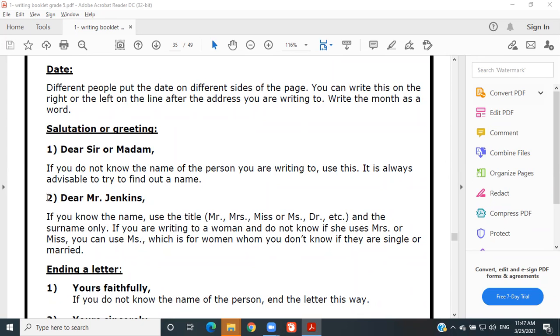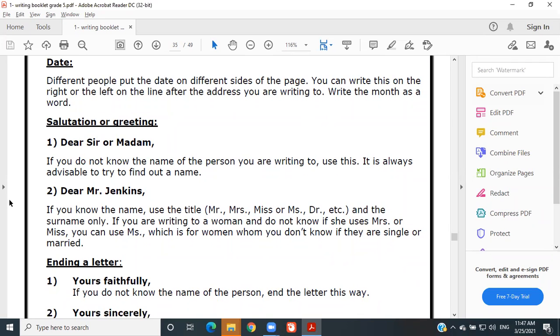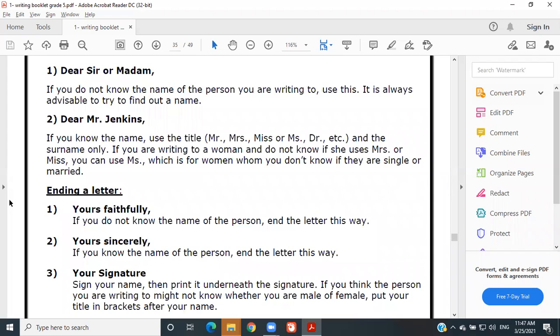So you can write Dear Sir or Madam, or Dear Mr. Something, or Dear Mrs. Something. Ending of course. Yes, I will show you now. Don't worry, I will show you everything right now. Ending a letter.